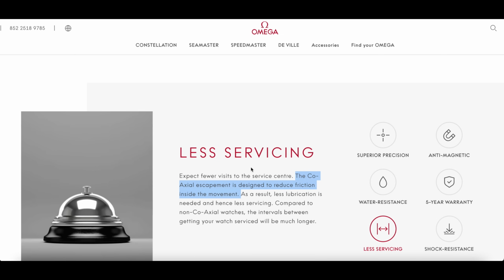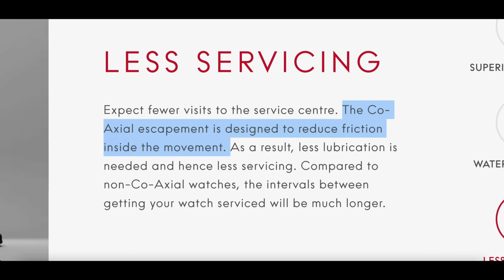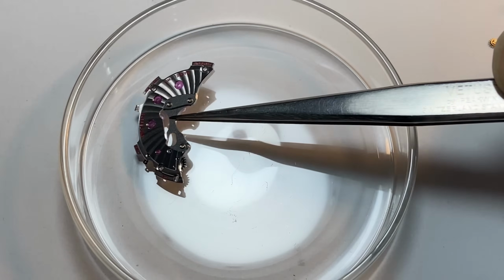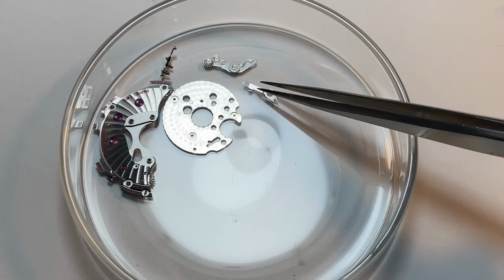But here comes the question. Omega officially claims that the coaxial escapement is designed to reduce friction inside the movement. Compared to non-coaxial watches, the intervals between getting your watch serviced will be much longer. But why is the escapement wheel worn like this? Because the age of this watch is far more than 8 years. Why do I say that?